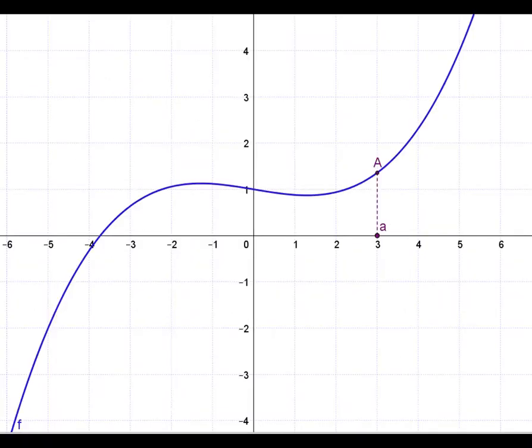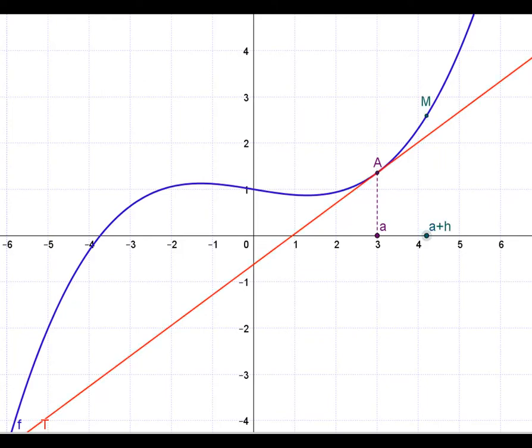We would like to calculate the slope of the tangent line at A. But the problem is, we know only one point on this line, and usually every time we calculate the slope we need 2 points. So maybe what we could do is look at another point on this line. So I'm looking at the point with x coordinate equal to a plus h. Let's draw the line AM. For this line it's fairly easy to calculate the slope.